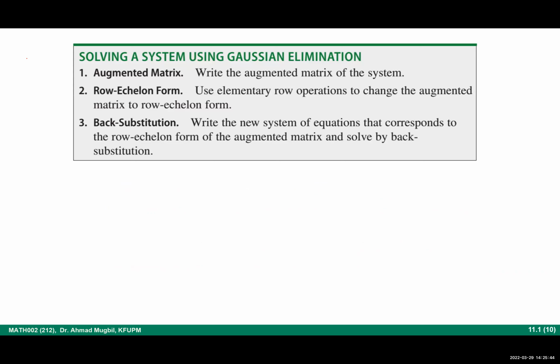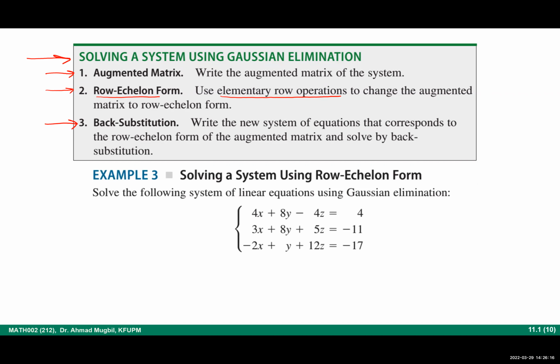Now, how to solve a system by using Gaussian elimination, or in other words, by using the row echelon form of the augmented matrix. Step number one, obtain the augmented matrix. You know how to obtain the augmented matrix. Step number two, obtain the row echelon form of that augmented matrix. Then substitute back, as you did in chapter 10. How to obtain the row echelon form? By using the 3 elementary row operations that I mentioned. Let's take an example. We need to solve this system by using Gaussian elimination. How to do that?